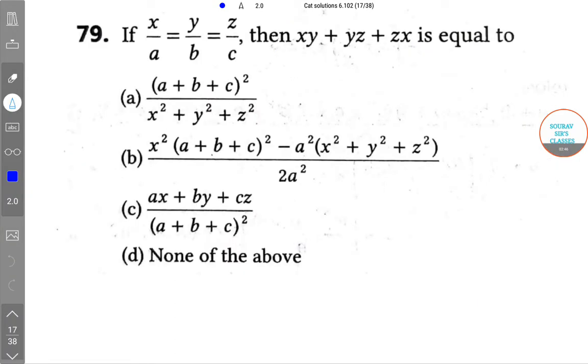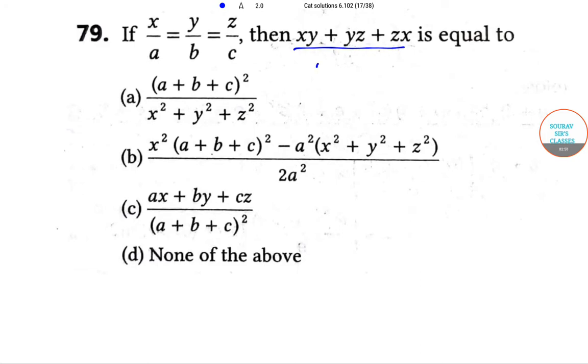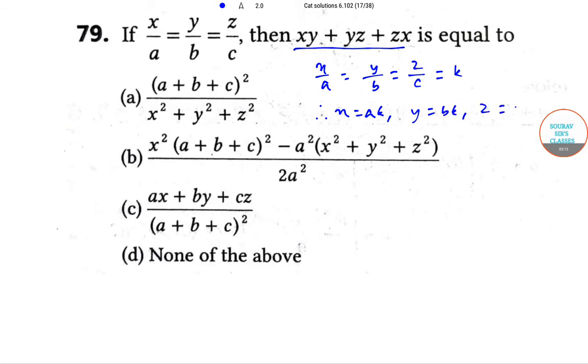The next question is, if x by a is equal to y by b is equal to z by c, then xy plus yz plus zx is equal to. So let x by a is equal to y by b is equal to z by c be equal to k. Therefore x is equal to ak, y is equal to bk, and z is equal to ck. So x plus y plus z is equal to k into a plus b plus c.